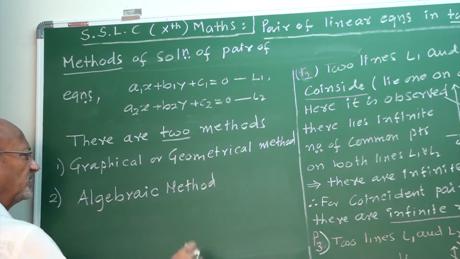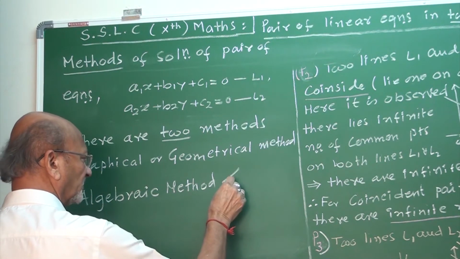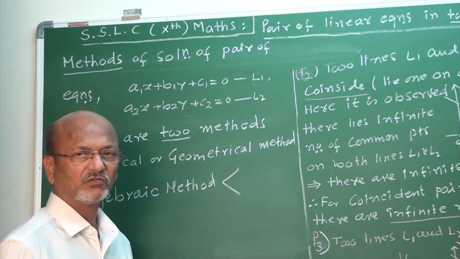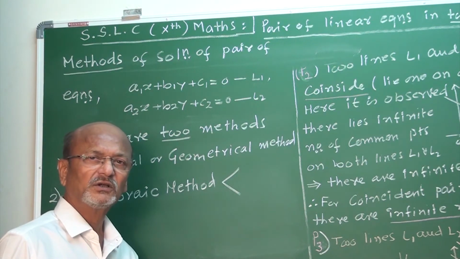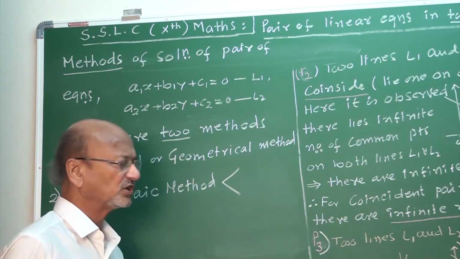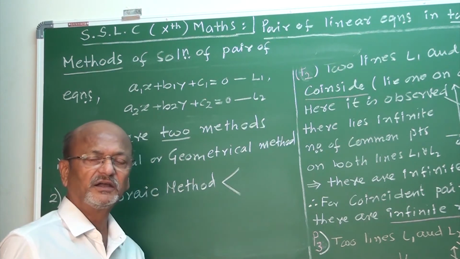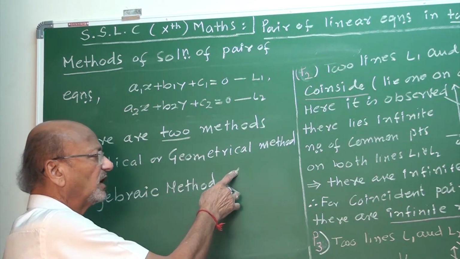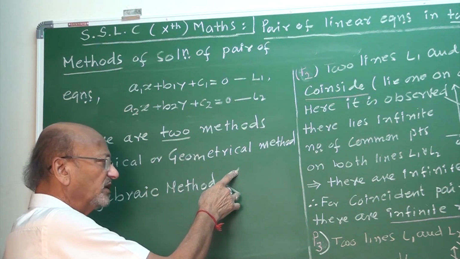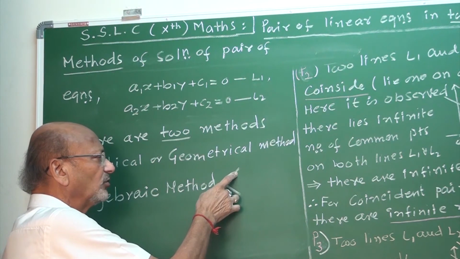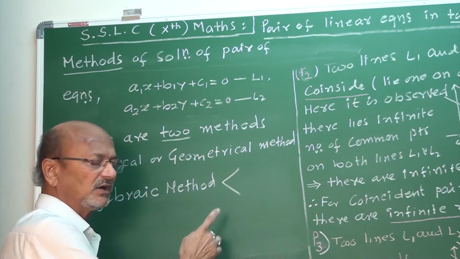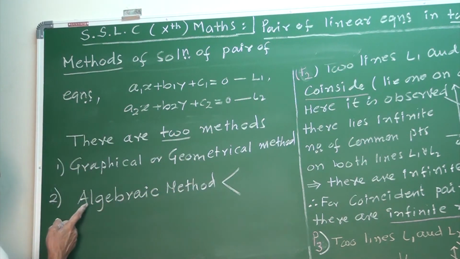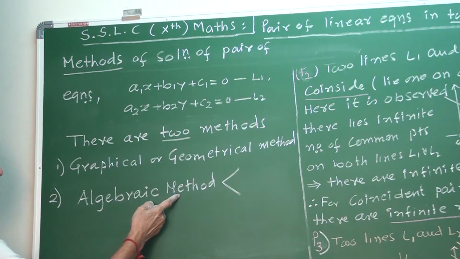In the algebraic method, there are two methods, my friends. One is the method of elimination, also called the method of substitution. Second is the method of cross multiplication. We will see that while doing algebraic methods.